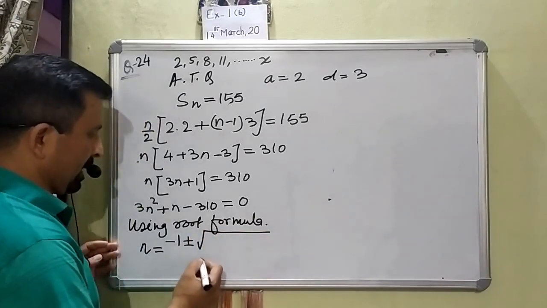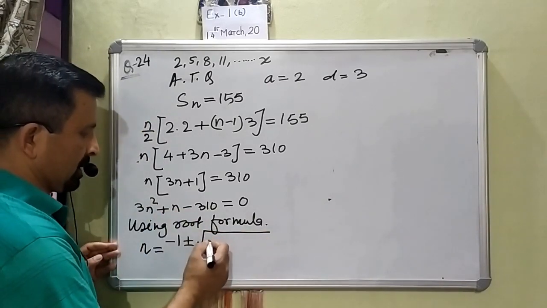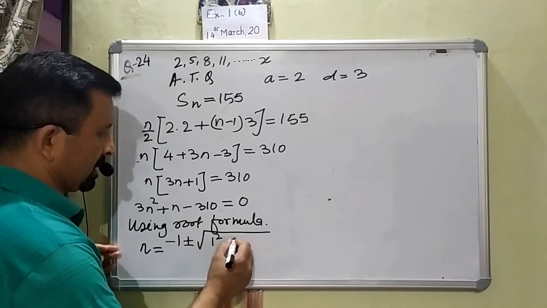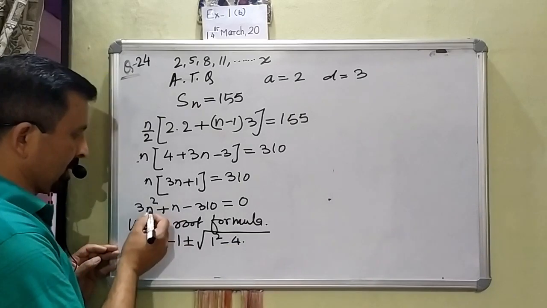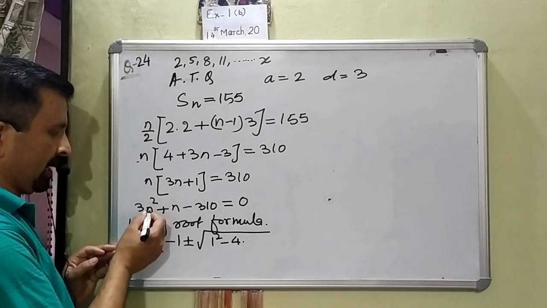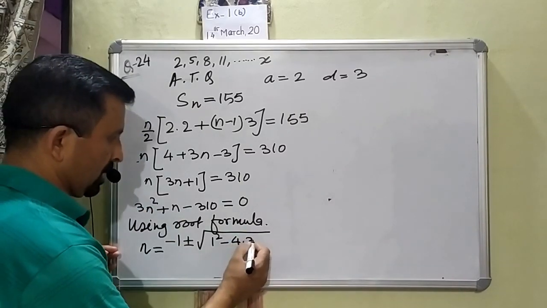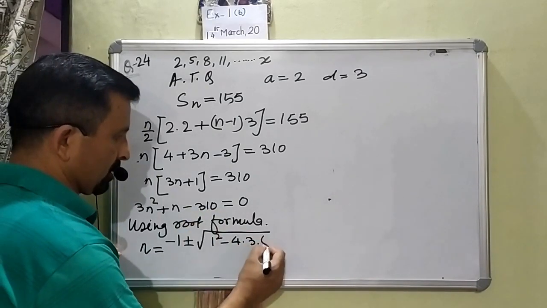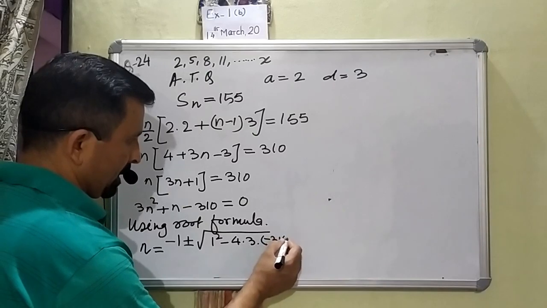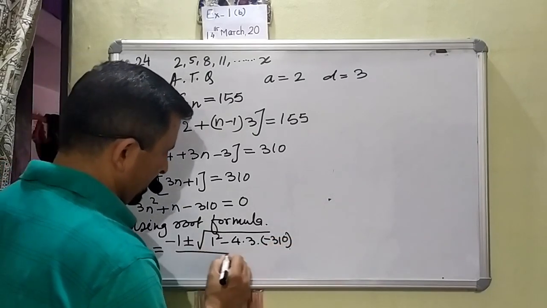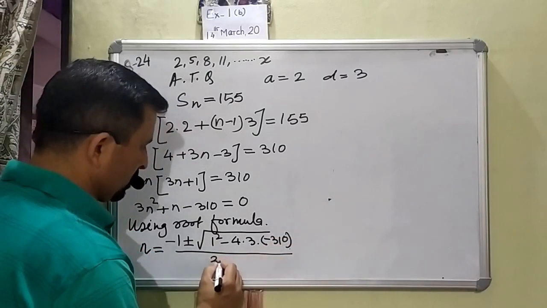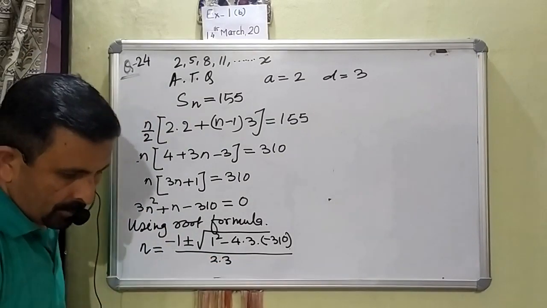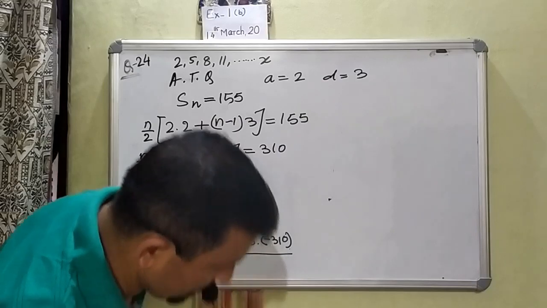Now b square, that means the square of the coefficient of n, 1 square, minus 4 into a. a is the coefficient of n square, and the coefficient of n square is 3. So into 3 into c. c is the constant, which is minus 310. So minus 310, divided by 2 into the coefficient of n square, which is 3. Hope it is clear.